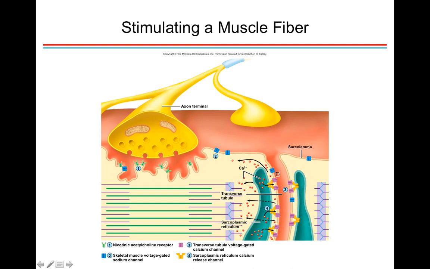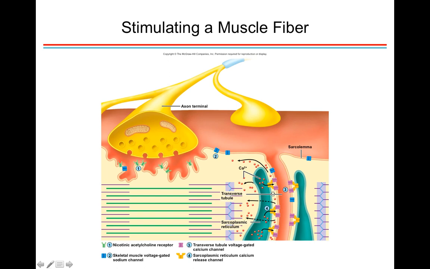Then next, this will trigger number 3, which are these purple receptors over here. This will trigger calcium channels to open in the sarcolemma to allow calcium to enter the cell, going with its concentration gradient, because there's more calcium outside the cell in these transverse tubules than there is inside the sarcoplasm, which is the cytoplasm.